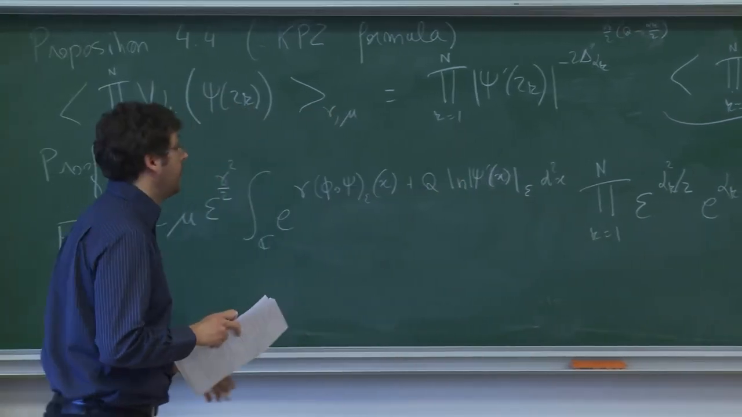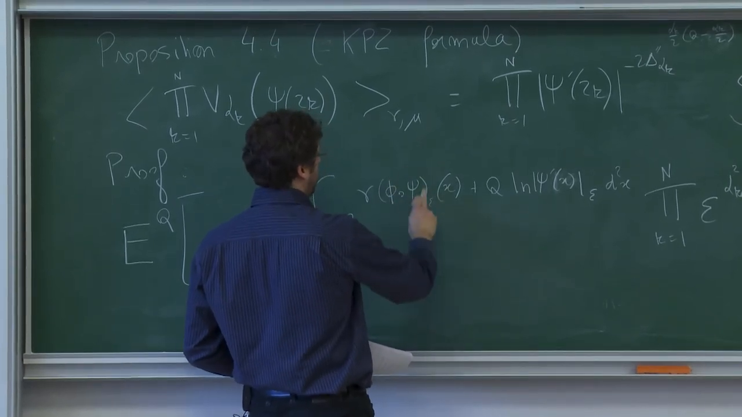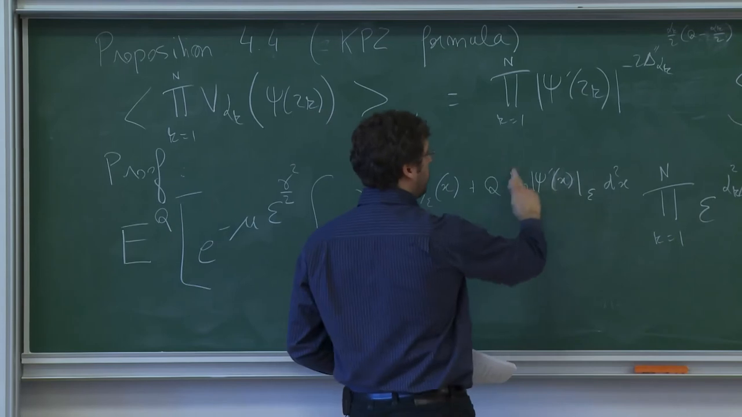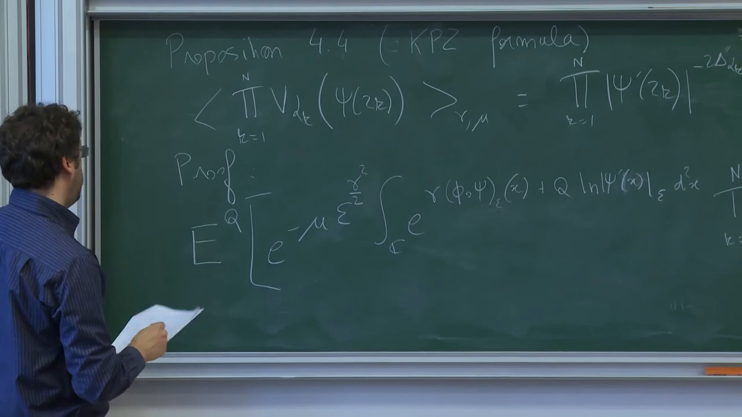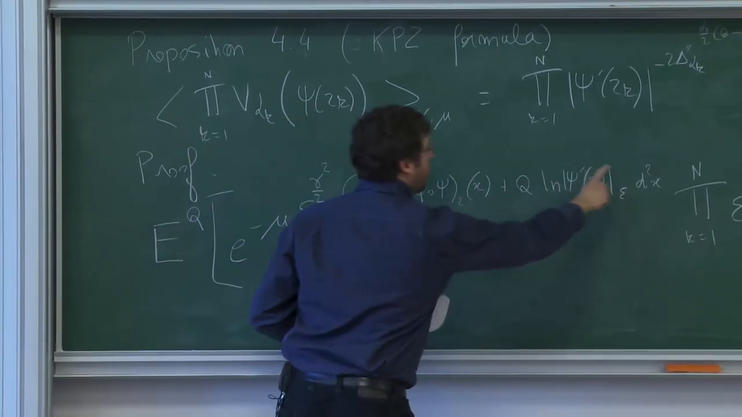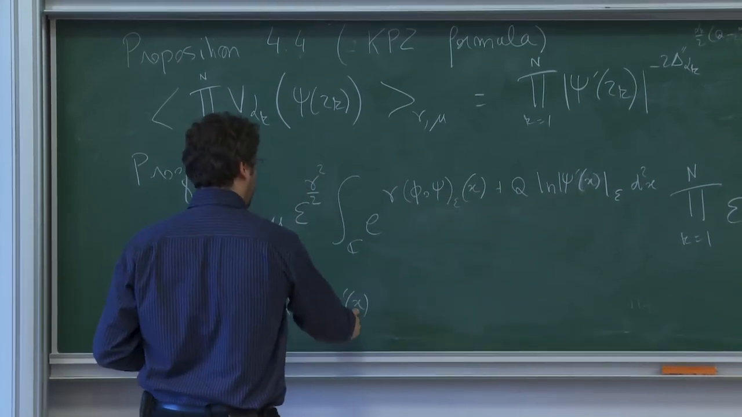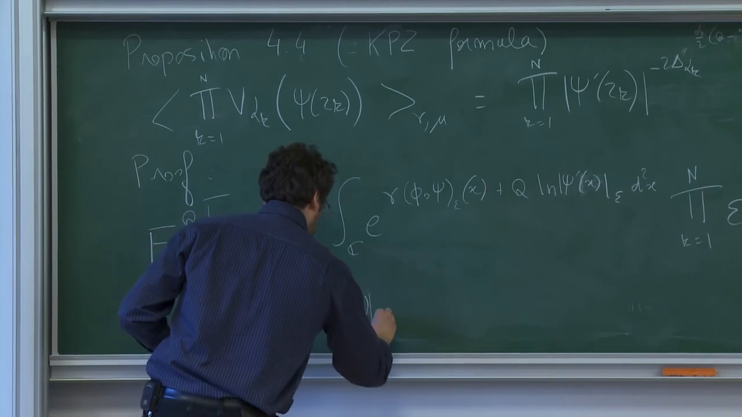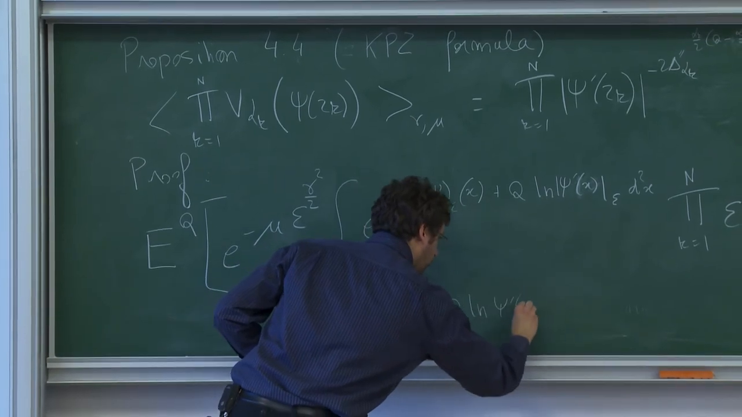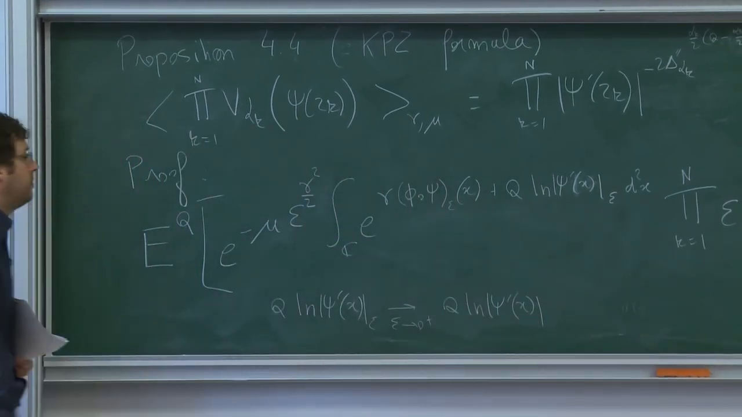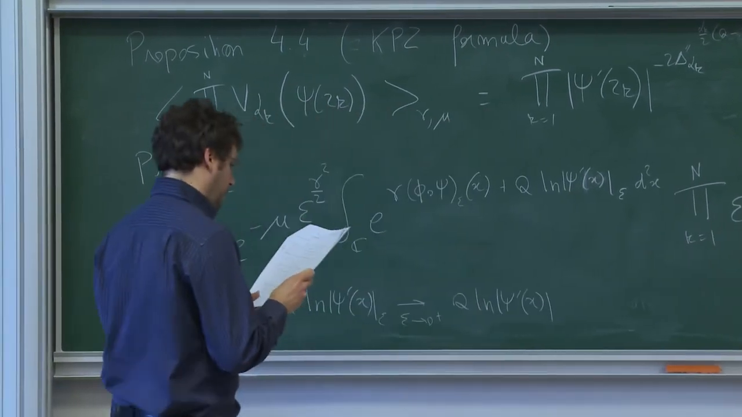psi prime. And what does epsilon mean? It means that I take the circle average of phi composed with psi and the circle average of log of psi prime. And same thing in the vertex operators. Now, this is regular. So q log psi prime, if I take a circle average around x with radius epsilon, this converges to q log psi prime. So this is a very regular guy. Okay?